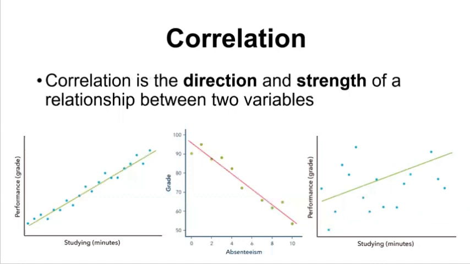Correlations focus on how two variables are related and provide information on both the direction and the strength of the relationship between two variables. Take, for example, the graph on the left. As studying increases on the x-axis, the grade performance also increases, making this a positive relationship. However, in the middle graph, as the number of absences increases on the x-axis, the grade percentage gets lower, making this a negative relationship. The third graph represents the same information as the first, as studying increases, performance increases, but this graph shows a difference in strength.